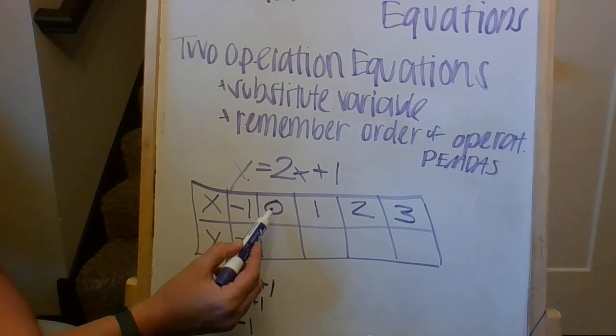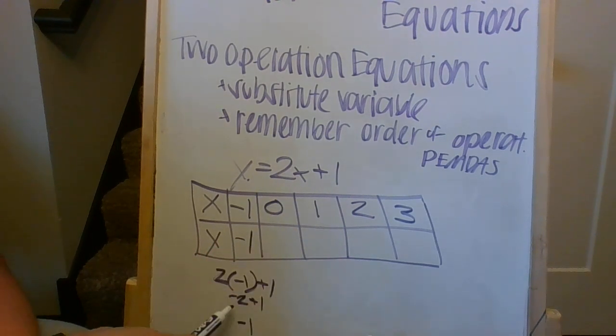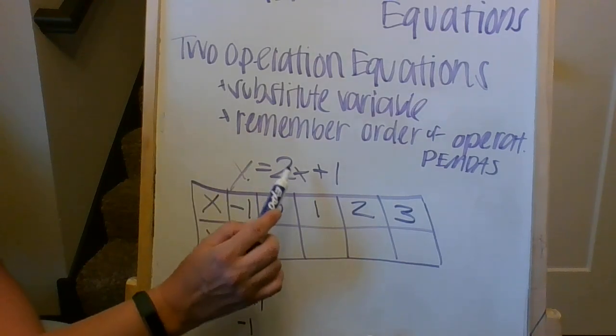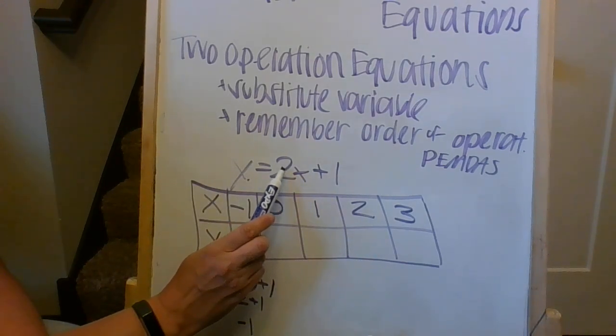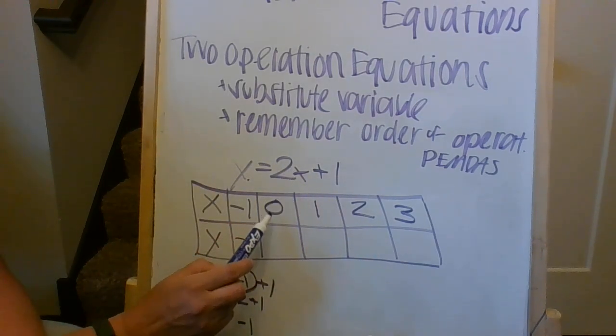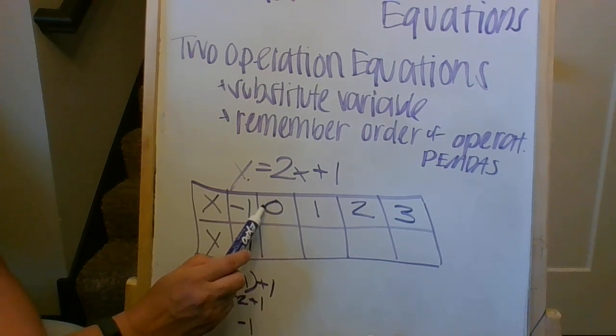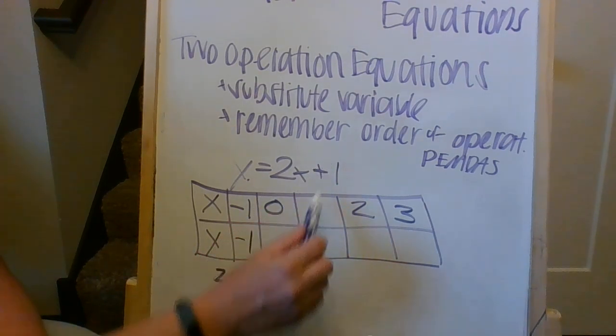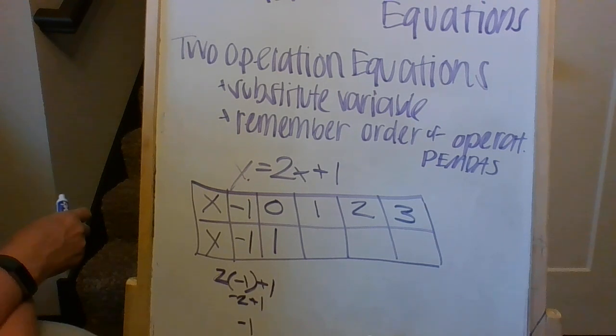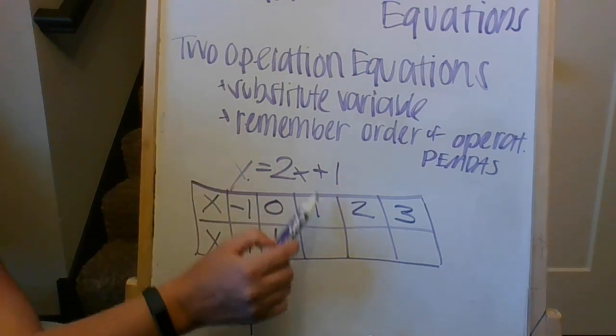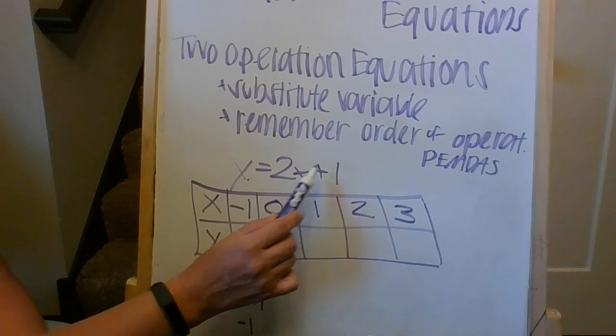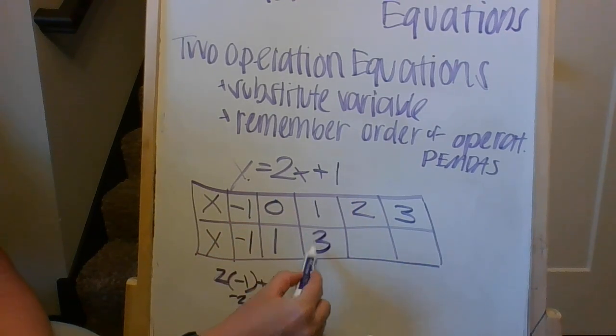Now we need to do the same thing with our next one. If it helps you to write this down below, great. If you can do it in your head, that works too. So let's take a look at this one. If we have 2 times 0, 2 times 0 is 0, plus our 1, our y is going to equal 1. Here, if x is 1, 2 times 1 plus 1 is going to equal 3.